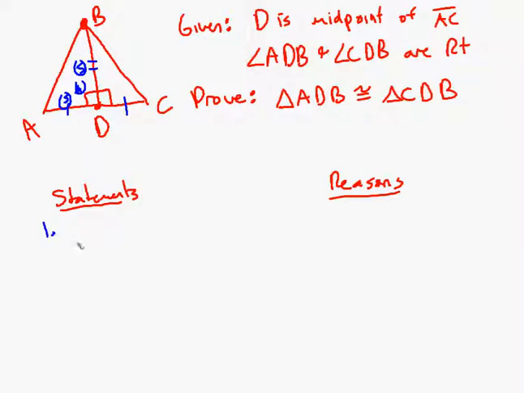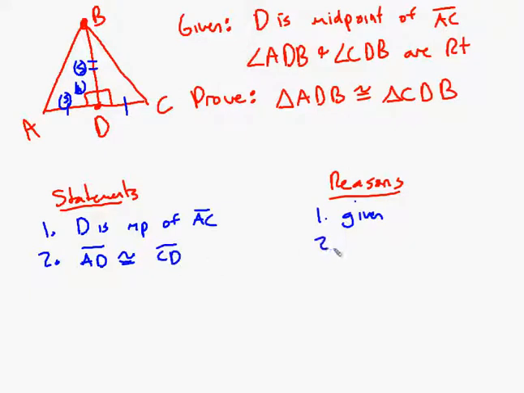So this time I'll just put the first given here. D is midpoint of segment AC. And the reason I say that is because it's given. It's something that we know. And I'm going to reason something off of this given. I like to deduce things rather than just list my givens. So I'm going to deduce something from this given. I'm going to deduce that AD is congruent to CD because of the definition of midpoint.